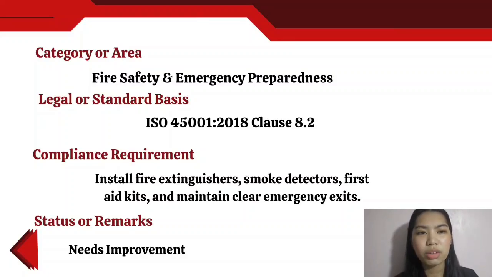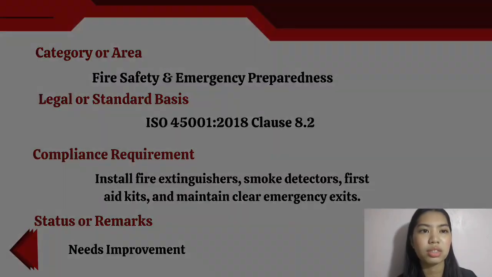ISO 45001-2018 Clause 8.2 ensures that establishments have preventive measures in case of a fire. Fire extinguishers, smoke detectors, first aid kits, and emergency exits must be present in every business establishment to protect everyone from fire hazards and other worse injuries.